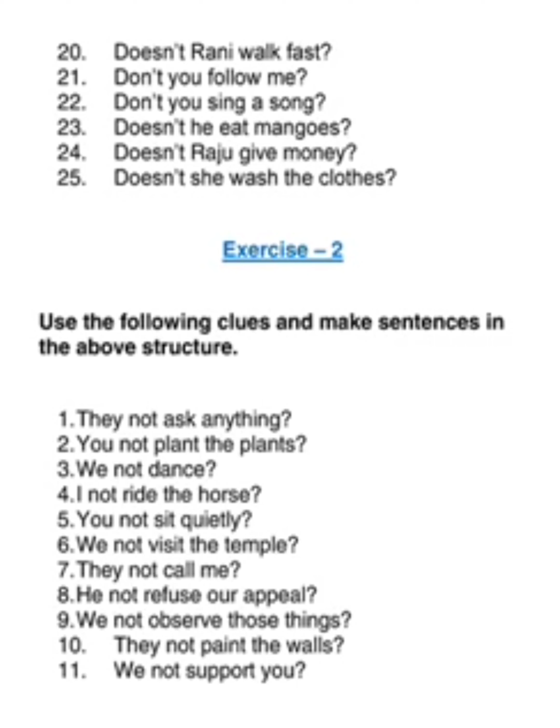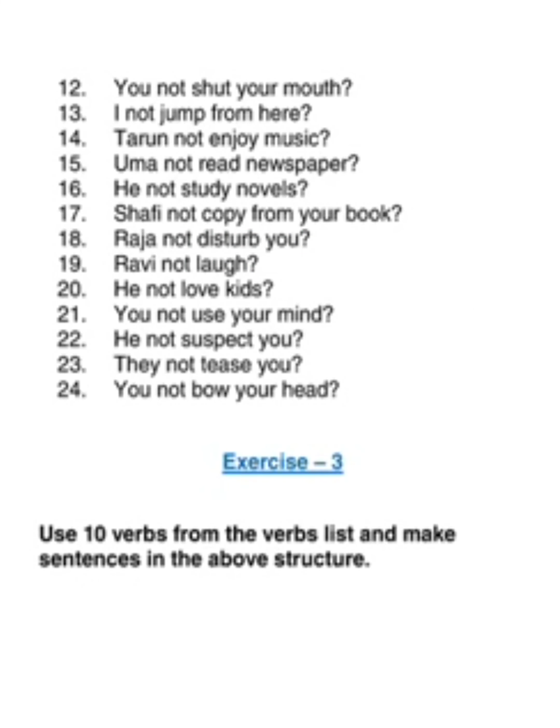11th one. We not support you. It's a question, but it's in a wrong form. How do we make it right? We. With we you get don't. Don't comes before we. Don't we support you? You not shut your mouth. Don't you shut your mouth? I not jump from here. Don't I jump from here?